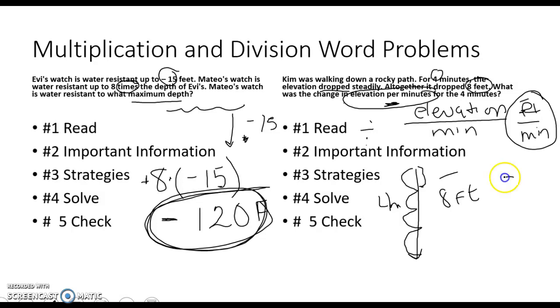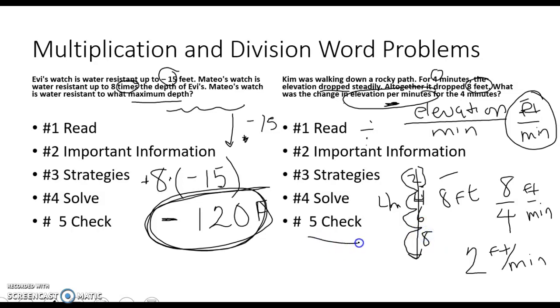So when we do 8/4, this is division, feet per minute, then we will have 2 if we divide this, feet per minute. Does it make sense? Yep. In 1 minute you went down 2, the next minute you went down 4, right? Then 6, and then you would go down 8. It makes sense. Hopefully this helps.